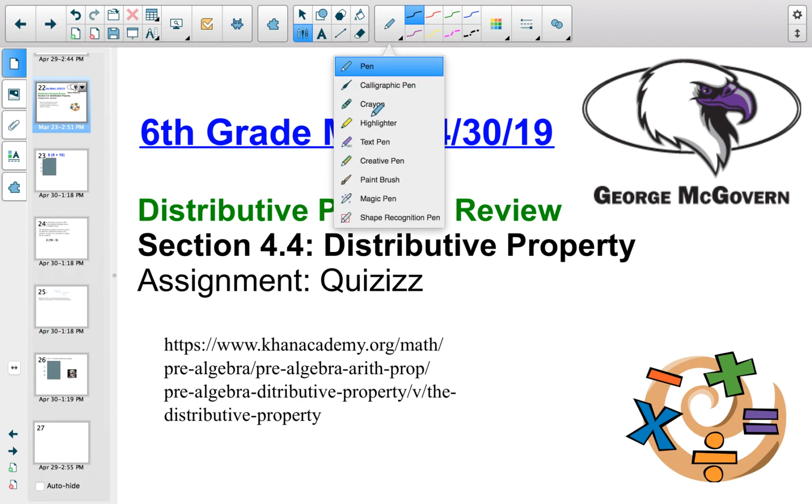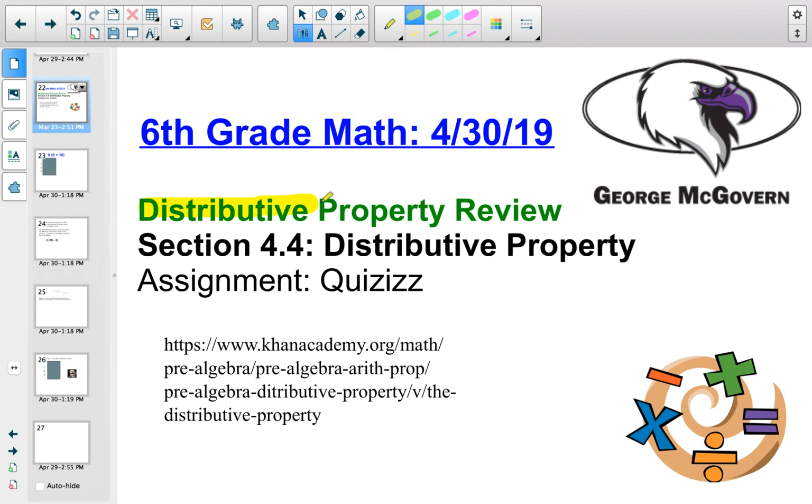First, we're going to be reviewing the distributive property from yesterday, which is pretty straightforward. Then we're going to continue talking about the distributive property, a new aspect of it we can do, and then as always, you'll have a quiz at the end. But today should be pretty straightforward.